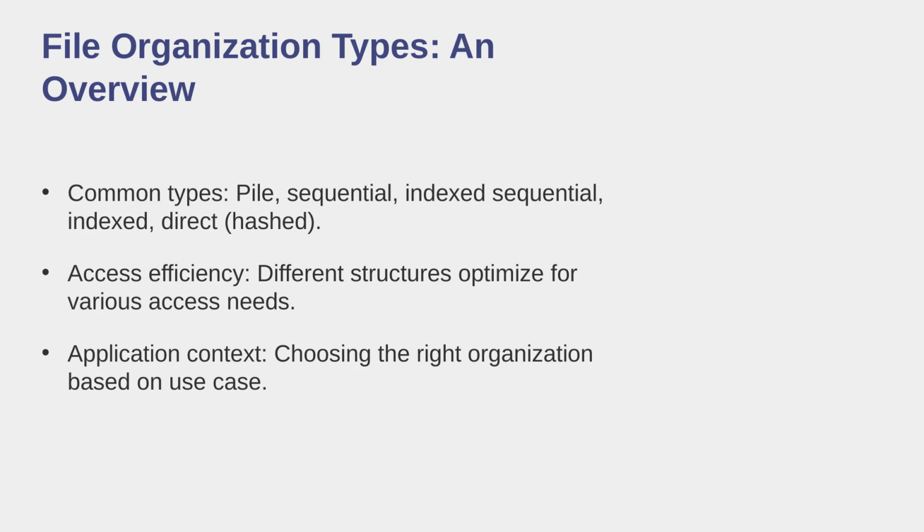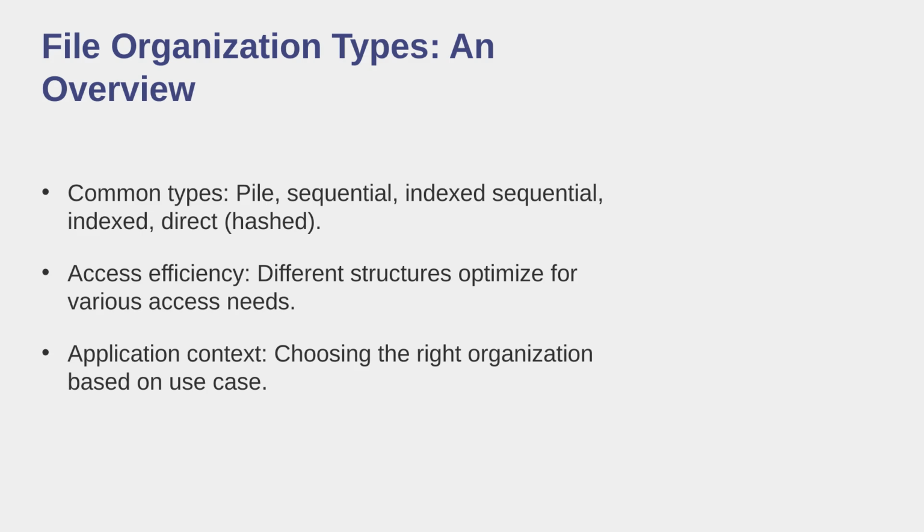Index sequential files enhance efficiency by adding an index to support random access. By using indexing, the time required to locate a specific record is significantly reduced, making this structure advantageous for applications that require quick lookups. Indexed files rely exclusively on indexes for record access. They are particularly effective in applications like airline reservation systems, where rapid access to information is critical.